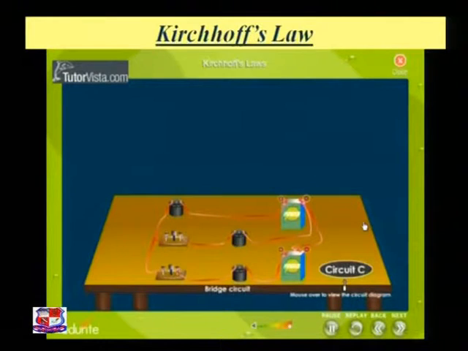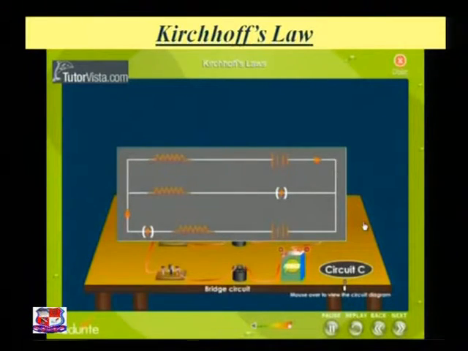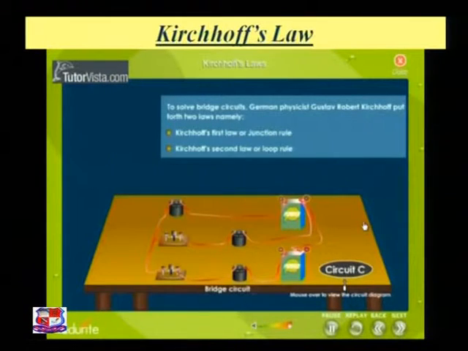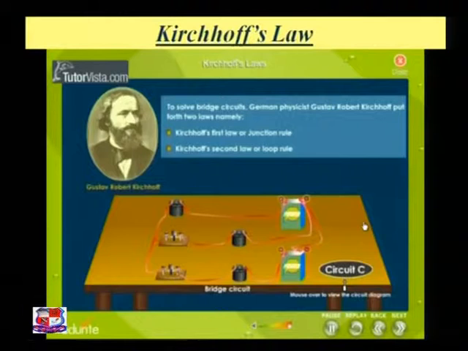But what happens if the circuit looks like circuit C, which has more than one EMF source? That is a bridge circuit, and it cannot be solved using Ohm's law. Then we use Kirchhoff's laws. As Kirchhoff gave two laws, Kirchhoff's current law and Kirchhoff's voltage law, we can easily find any current or any voltage at the node.